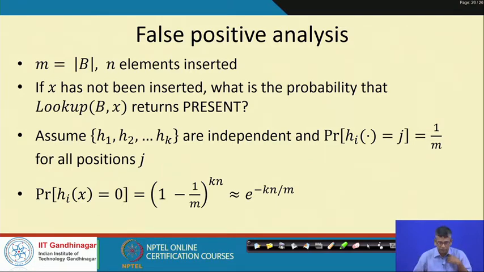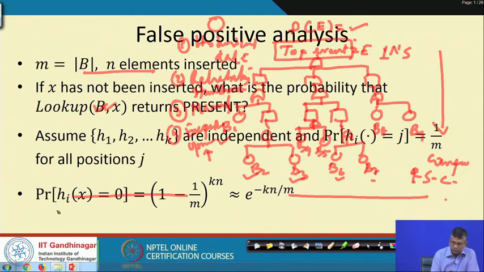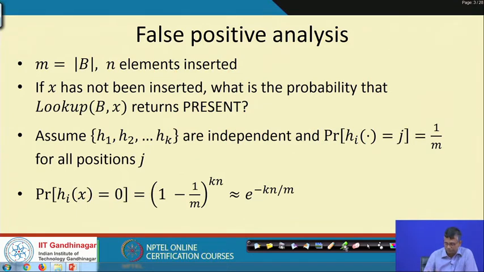So, under this assumption, suppose we have inserted n elements. So, we have turned on k times n bits, because each element insertion turns on k bits. And each of these bits has been chosen uniformly among the bits from 0 to m minus 1. So, now let us look at the position hi of x.